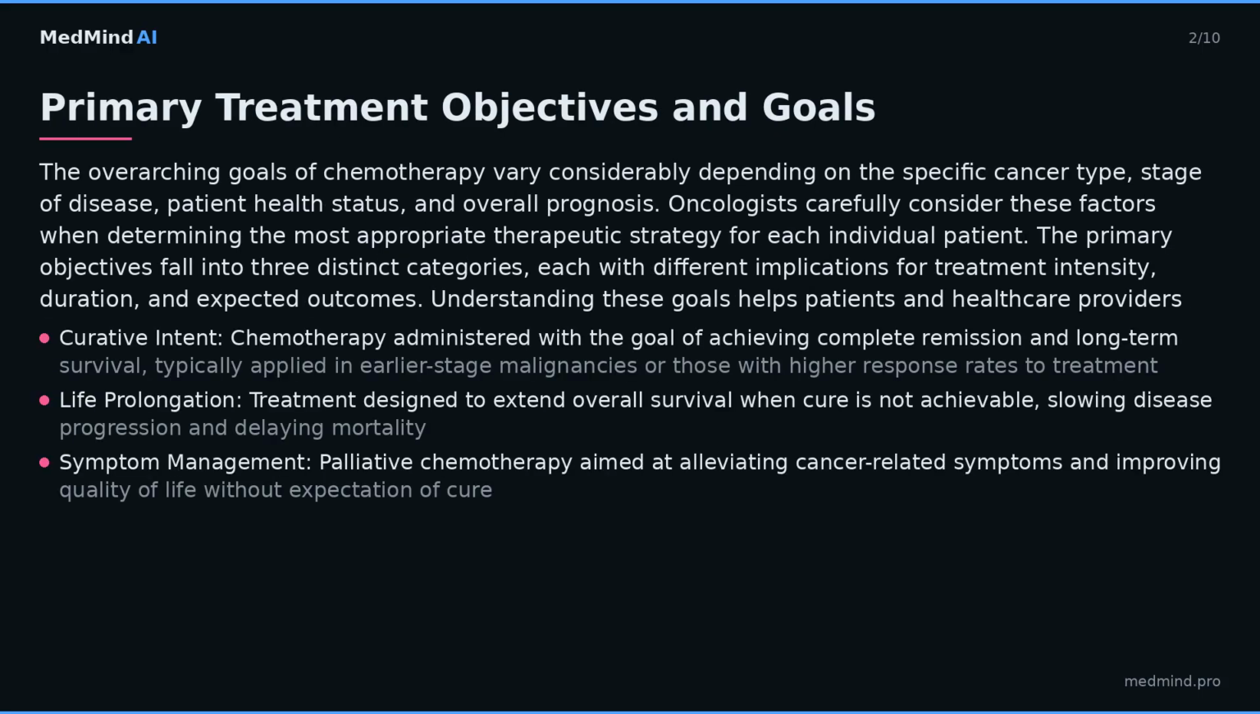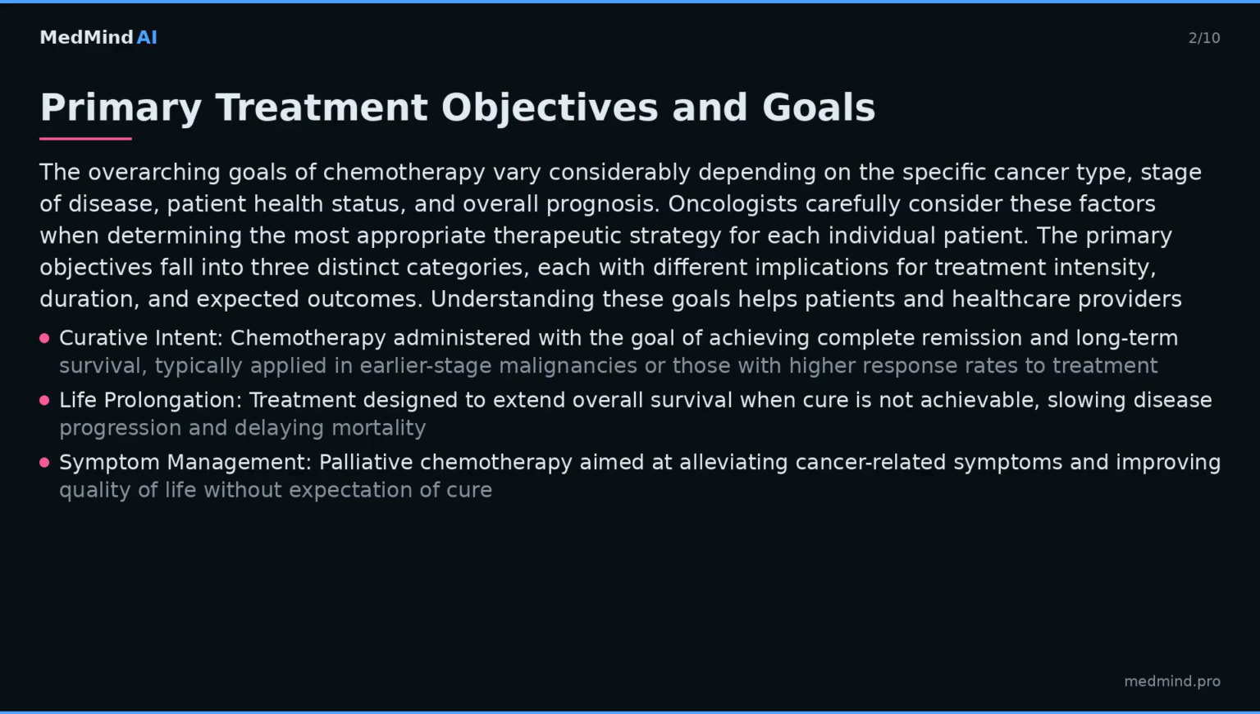Primary treatment objectives and goals. The overarching goals of chemotherapy vary considerably depending on the specific cancer type, stage of disease, patient health status, and overall prognosis. Oncologists carefully consider these factors when determining the most appropriate therapeutic strategy for each individual patient.